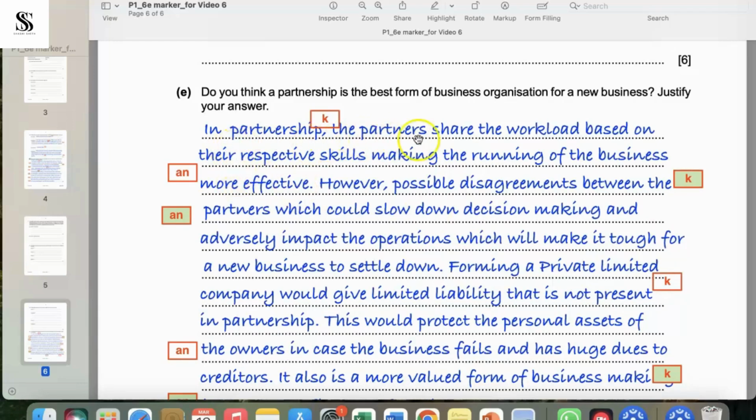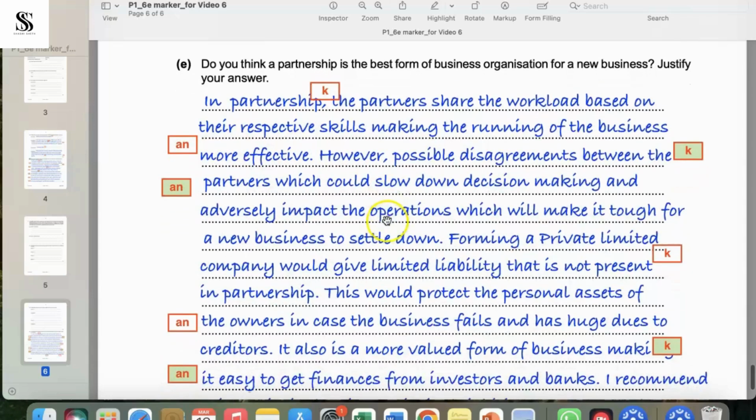In partnership, the partners share the workload based on their respective skills, making the running of the business more effective, right? So 1 round of knowledge and analysis. However, possible disagreements between the partners could slow down decision making and adversely impact the operations, which will make it tough for a new business to settle down. So make sure you never lose the context of this new business that's given in the question.